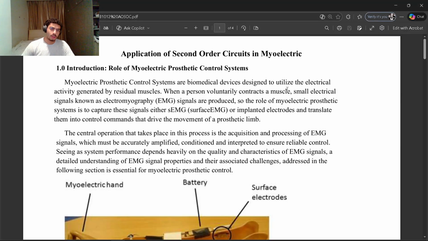Hello everyone. So today for my circuit theory assignment, I was speaking about the application of second order circuits in myoelectric prosthetic control systems. Before I talk about the application of second order circuits, I will be talking about the myoelectric prosthetic control system. These systems are biomedical devices that are designed to utilize electrical activity generated by residual muscles.